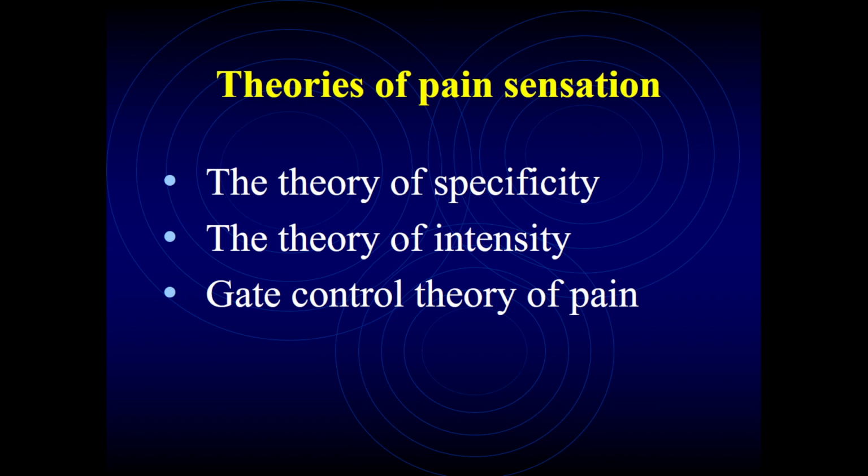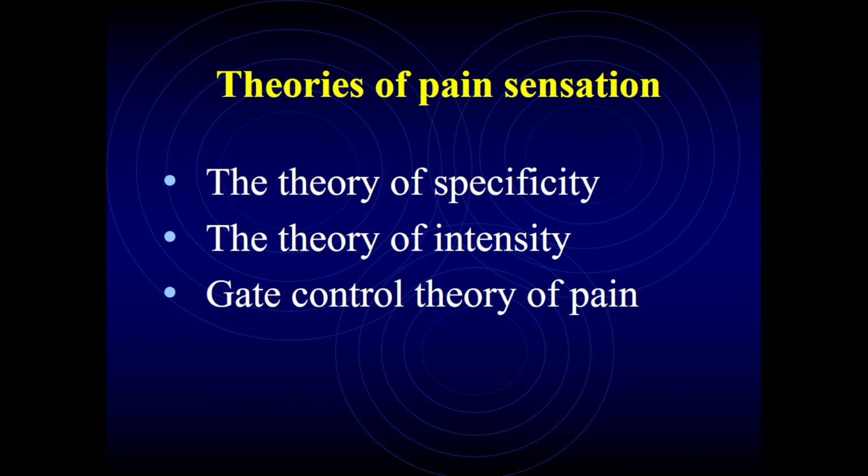Gate control theory by Melzack and colleagues. The function of the gate is performed by the gelatinous substance of the spinal cord, which modulates the transmission of sensory information from the primary afferent neurons, and activation of neurons of gates prevents the conduction of pain impulses along the spinothalamic tract.